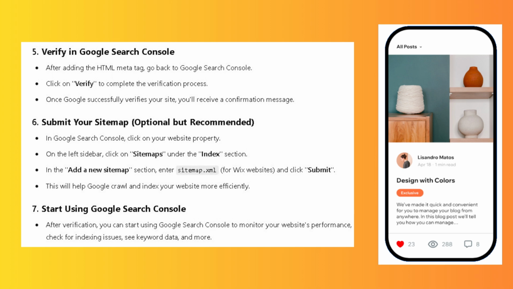Submit your sitemap. It is optional but recommended. In Google Search Console, click on your website properties. In the left sidebar, click on Sitemap under the Index section. In the Add a new sitemap section, enter sitemap.xml for your Wix website and click Submit. This will help Google crawl and index your website more efficiently.